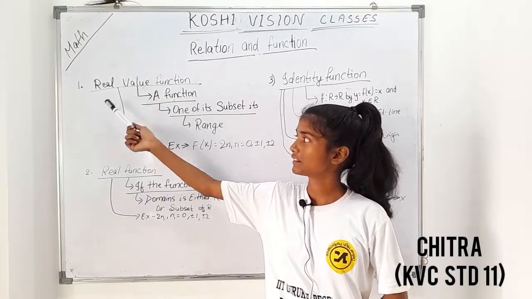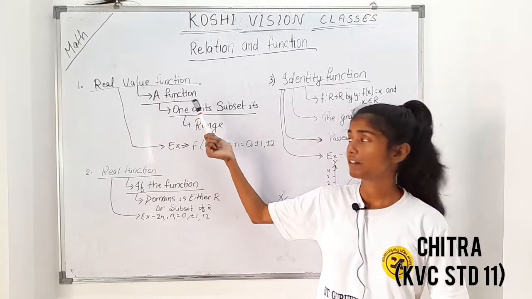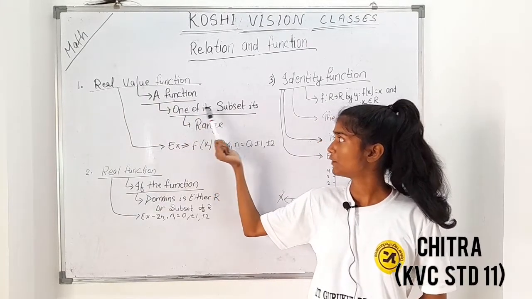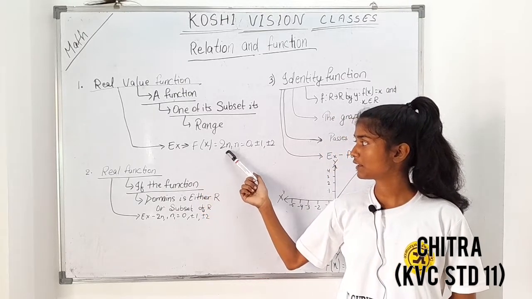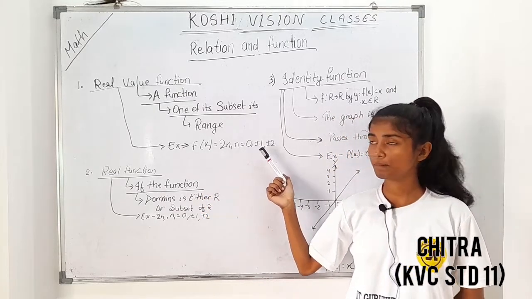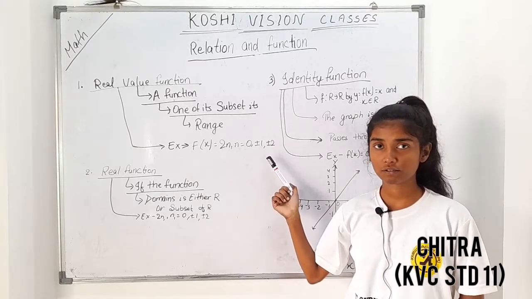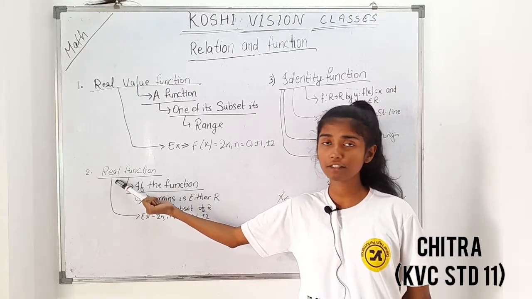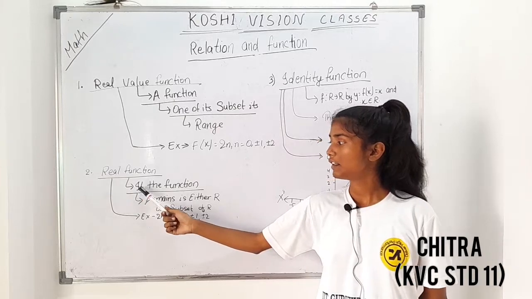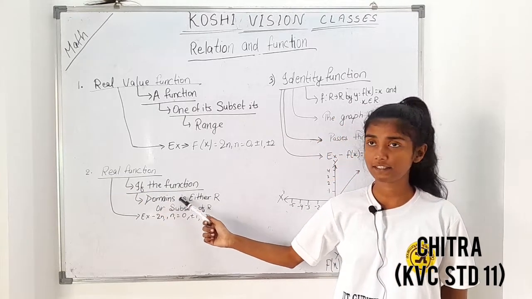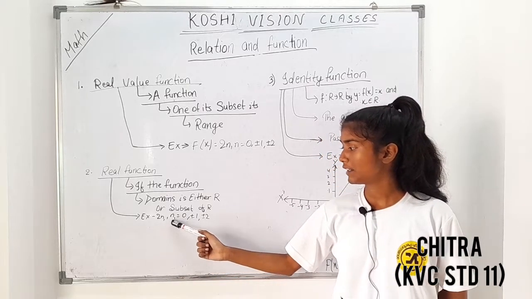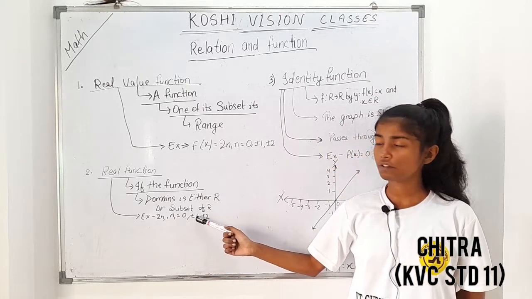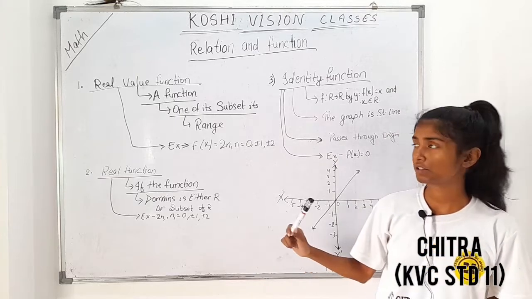Our next topic is real valued function. A function whose range is a subset of the real numbers. Example, f(x) equal to 2n for n equal to 0, plus minus 1 and plus minus 2. The second topic is real function. A real function is one whose domain is either R or a subset of R. Example, 2n for n equal to 0, plus minus 1 or plus minus 2.